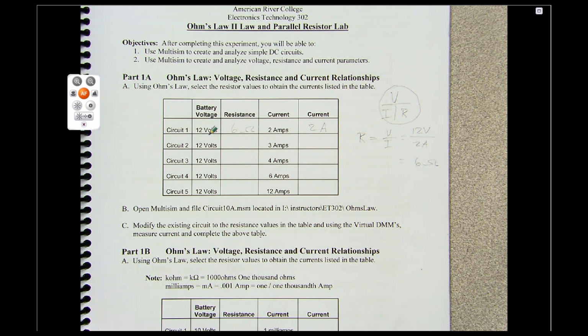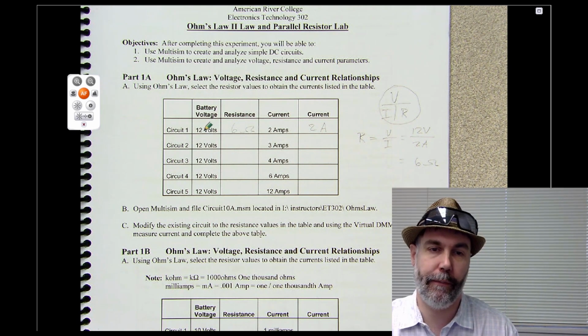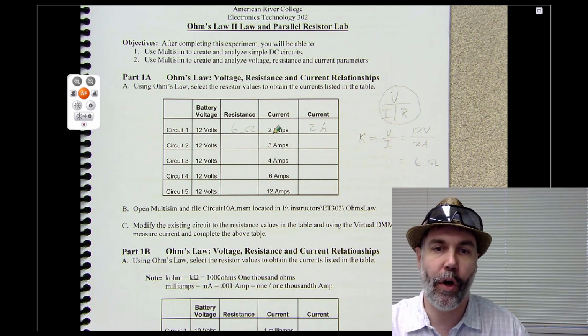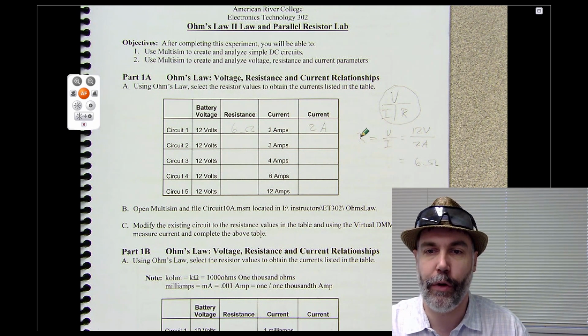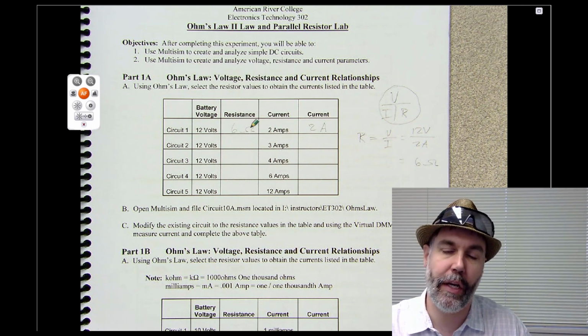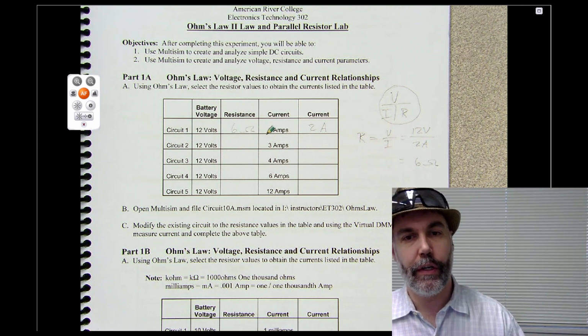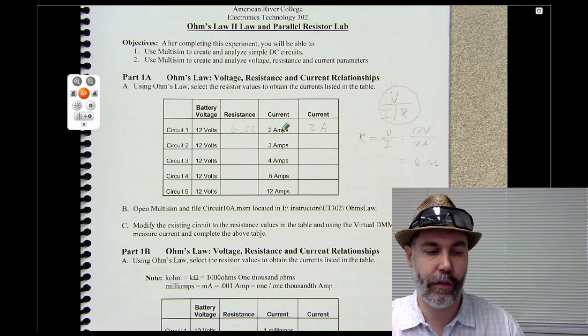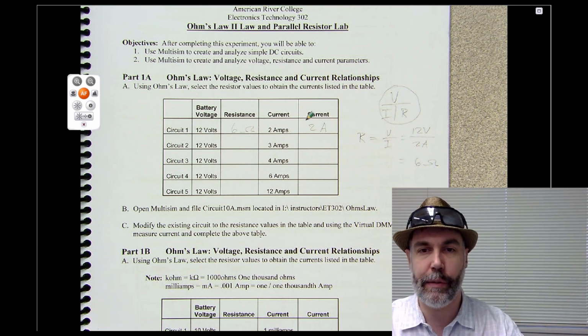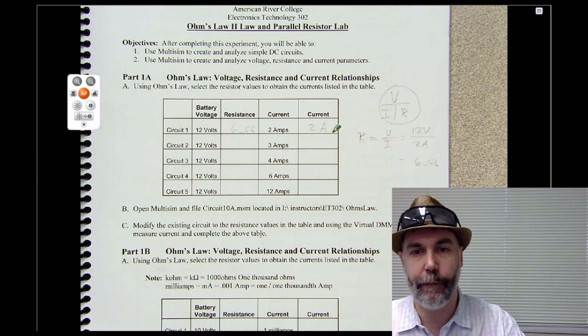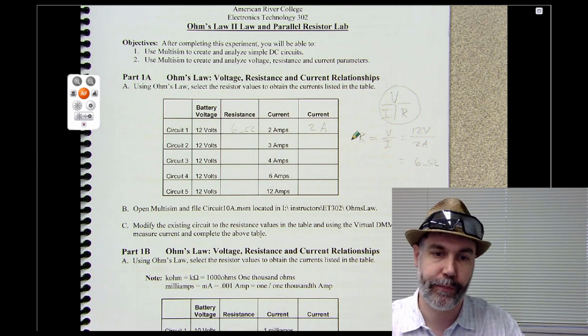So for here, we know that we have a voltage of 12 volts, and we want to get a current of 2 amps. This is asking us to pick a resistor value that will give us that current. So we can use Ohm's law to do that. We write R as V over I, so that's 12 volts over 2 amps. And that gives us a resistor value of 6 ohms. So we would pick a resistor of 6 ohms to give us that current. Then we'll simulate that in Multisim and see if our simulation matches our calculation.